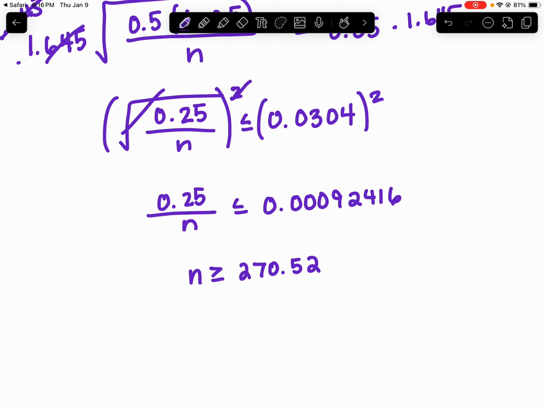So that's our sample size. However, we need to think about what our sample is. Our sample is people. So it has to be greater than 270.52. So 270 would not be enough. So I need to say that my sample size should be 271 students.